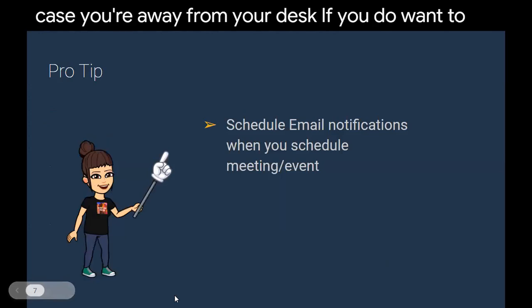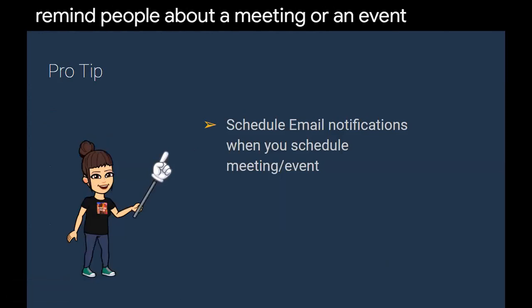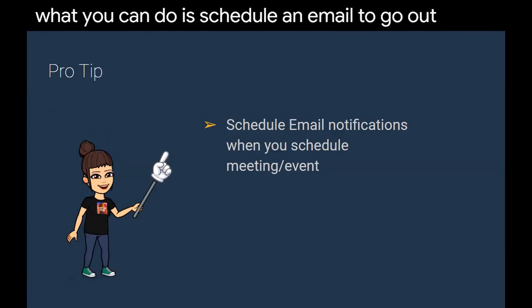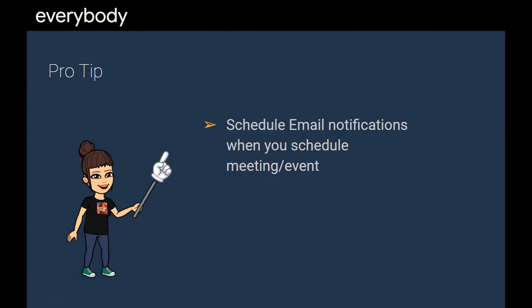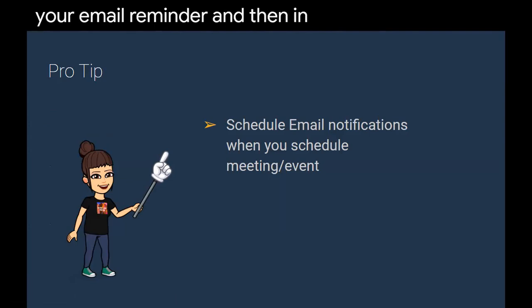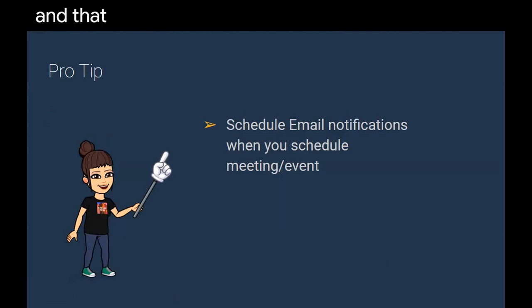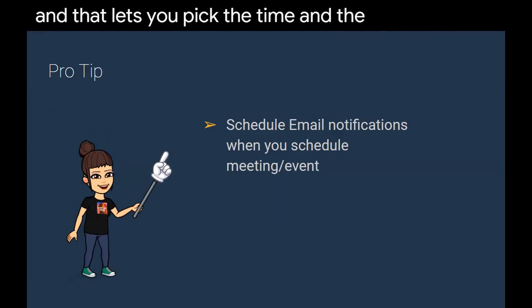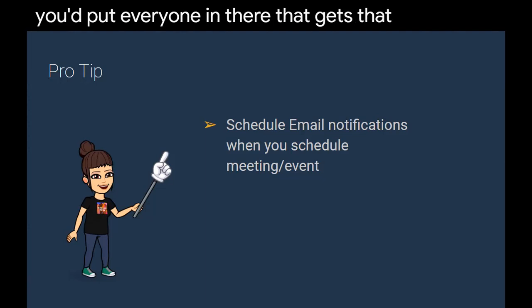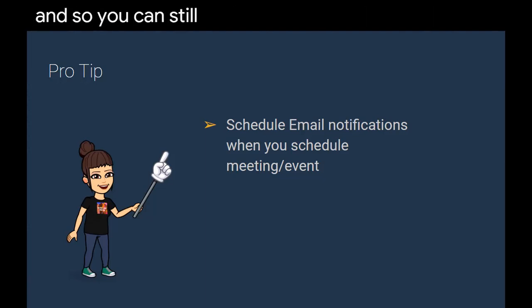If you do want to remind people about a meeting or an event, and we know that the calendar doesn't automatically do that, what you can do is schedule an email to go out. So you put the event on the calendar, you invite everybody to it, and then you go to your Gmail, draft your email reminder, and then instead of hitting send, you would hit the little arrow next to the send button, and that lets you pick the time and the date that you want that reminder email to go out. And then you put everyone in there that gets that reminder. And so you can still send out a reminder, it just doesn't come from the calendar.